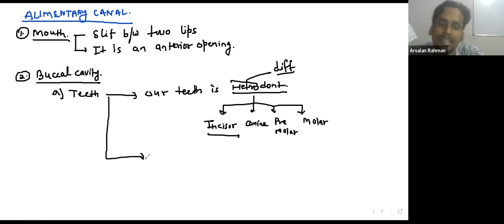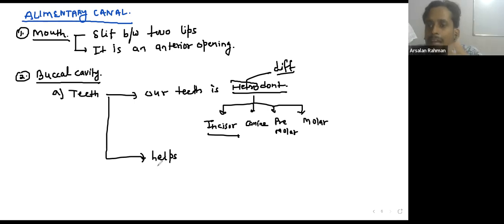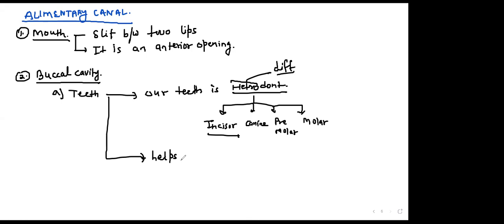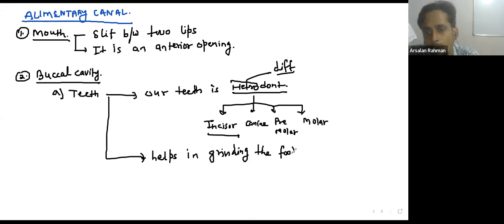What do teeth help in? Grinding the food. So do the teeth help in digestion or not? What is the basic meaning of digestion? To break the food. Teeth break the food into small particles, so they help in grinding the food. So we can say that teeth provide mechanical digestion. Yes or no?